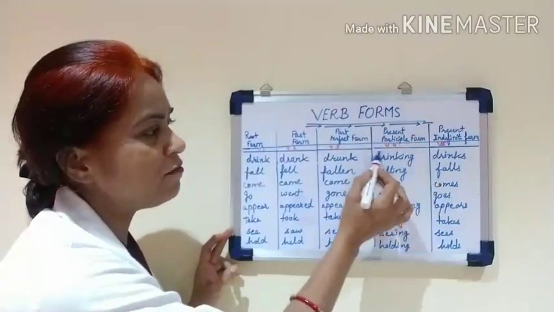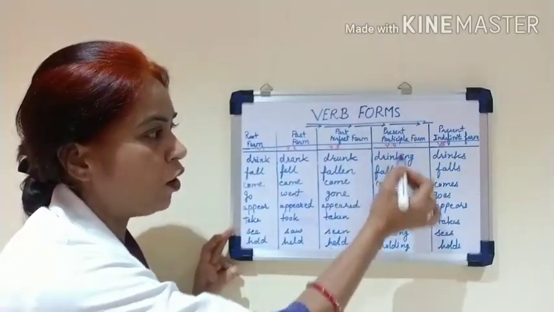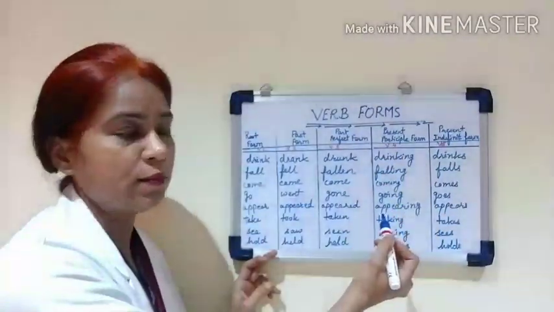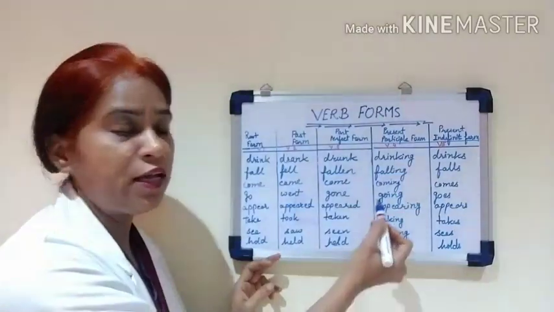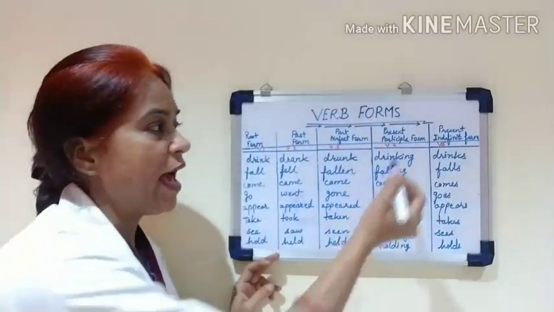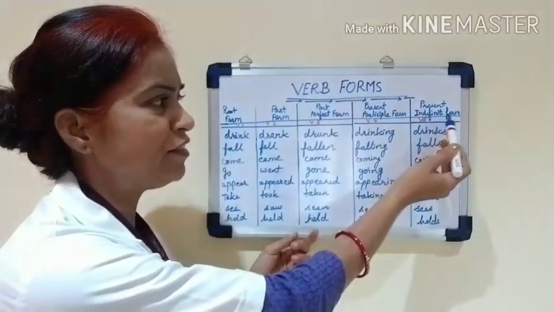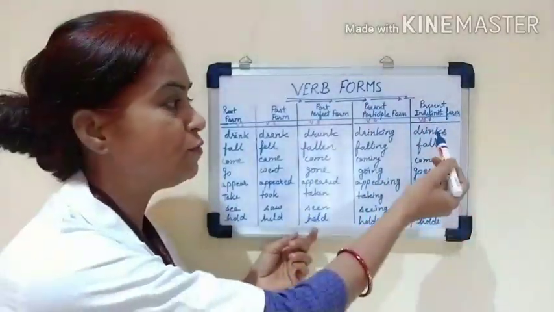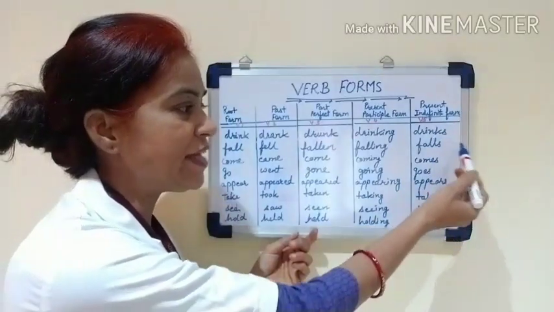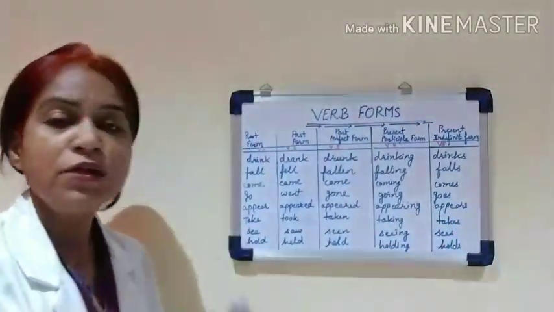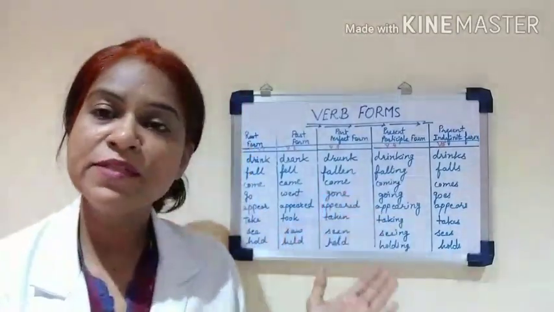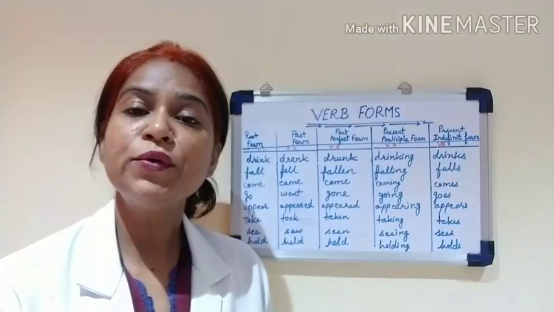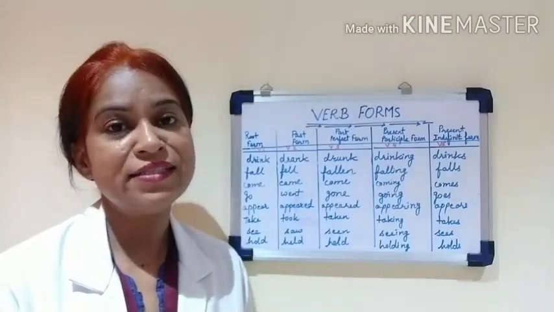You just see that in the V4 form, all the verbs are in ing form. And in the present indefinite form, all the action verbs are with S and ES. So till here we have studied verb forms. It will help you to understand tense.